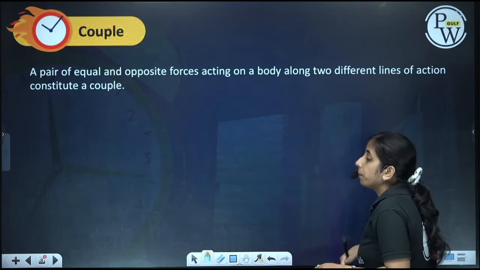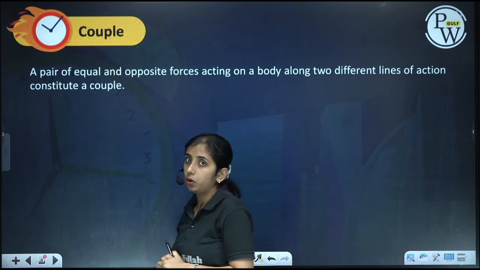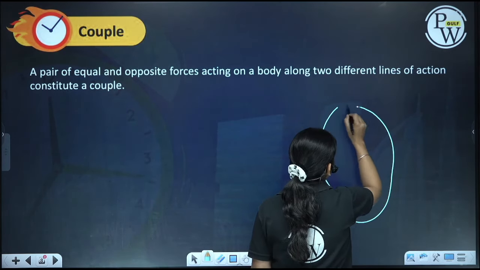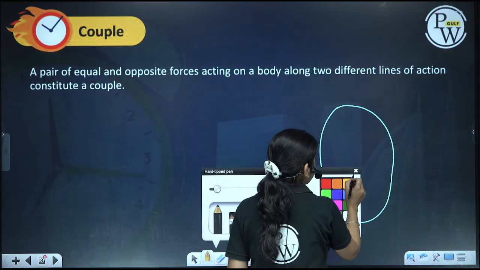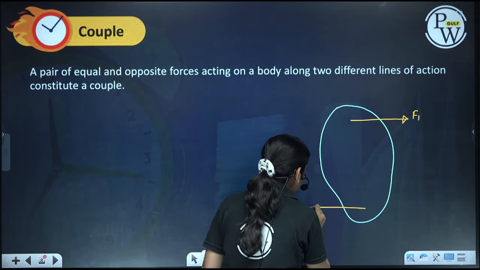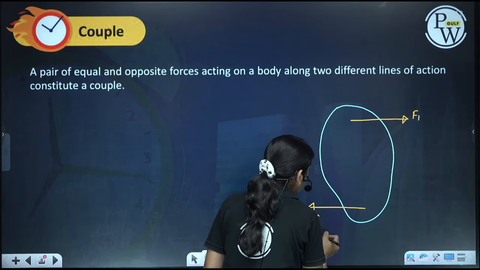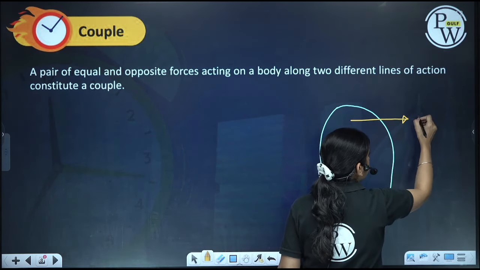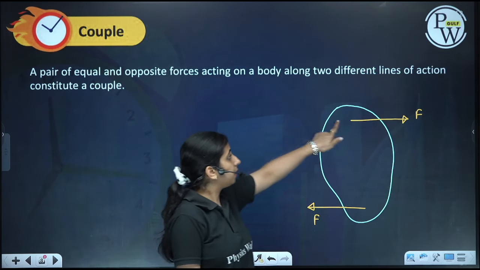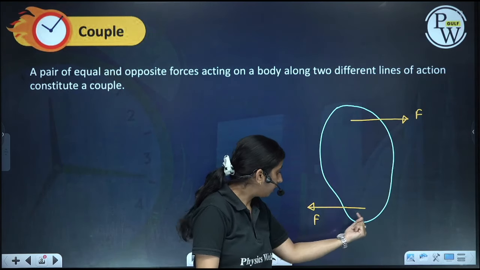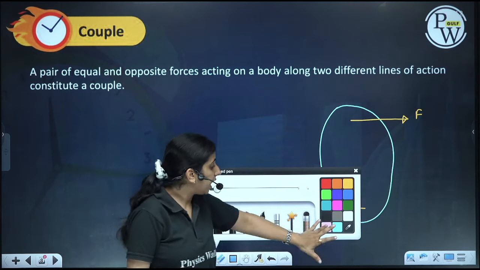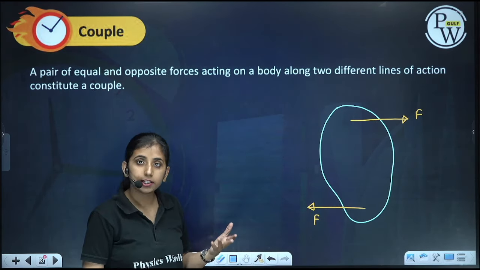Now see the next topic, couple of force. What is a couple of force? If you have a rigid body, on this rigid body, one force F1 is acting in this direction and another force just equal and opposite. Let us take F and F. One force F is acting at this point in this direction, the other force F is acting at this point in this direction. Now they are equal in magnitude and opposite in direction.